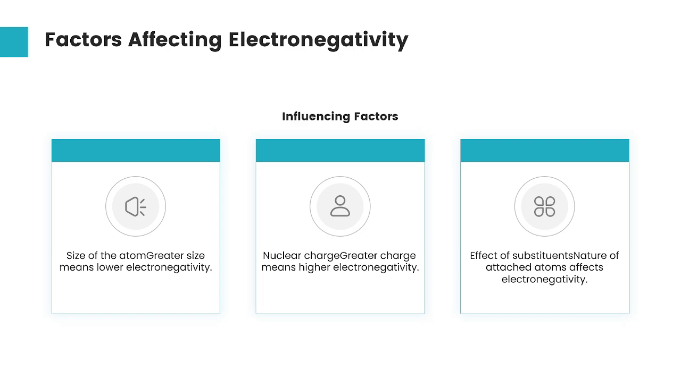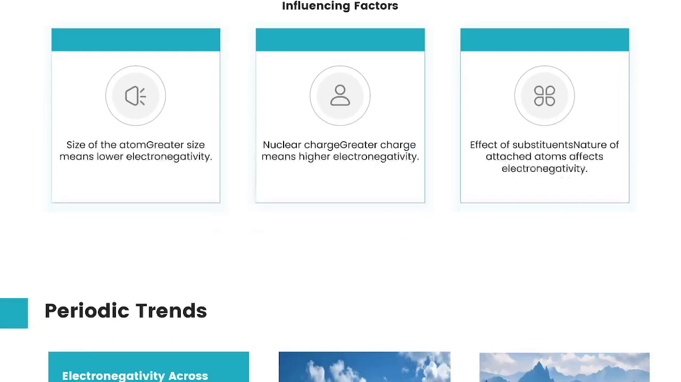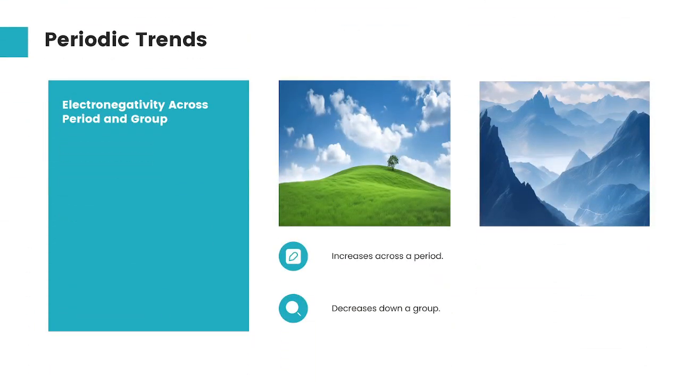Factors affecting electronegativity are the size of the atom. Greater size means lower electronegativity. Then nuclear charge. Greater charge means higher electronegativity. Effect of substituents: the nature of attached atoms affects electronegativity. Periodic trend of electronegativity across the period and group: it increases across a period and decreases down a group.